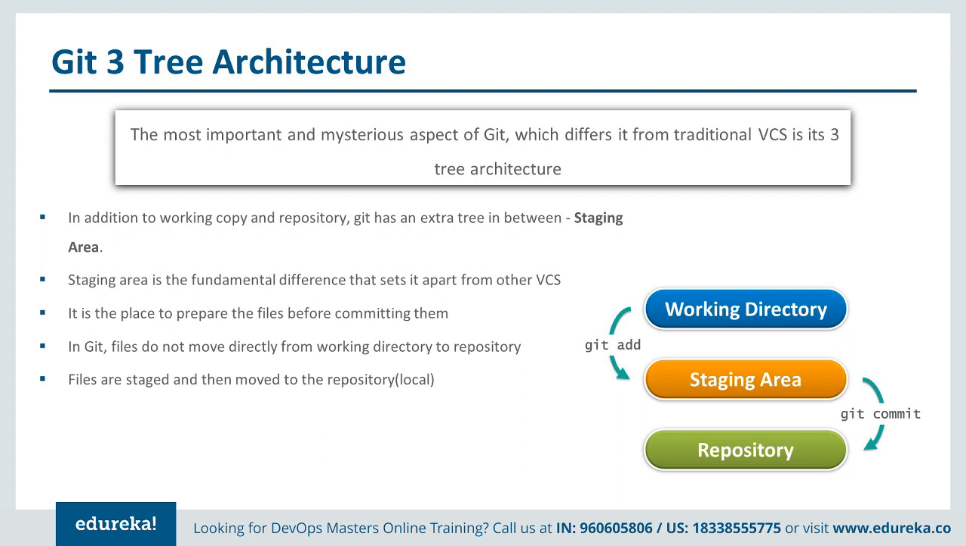So what is happening is that we have a working directory, which is my local directory. I add the files using git add to the staging area, and then I use git commit. Now, once it is committed, the other persons who are collaborating in the project can use git pull to download the repository contents to the working directory.